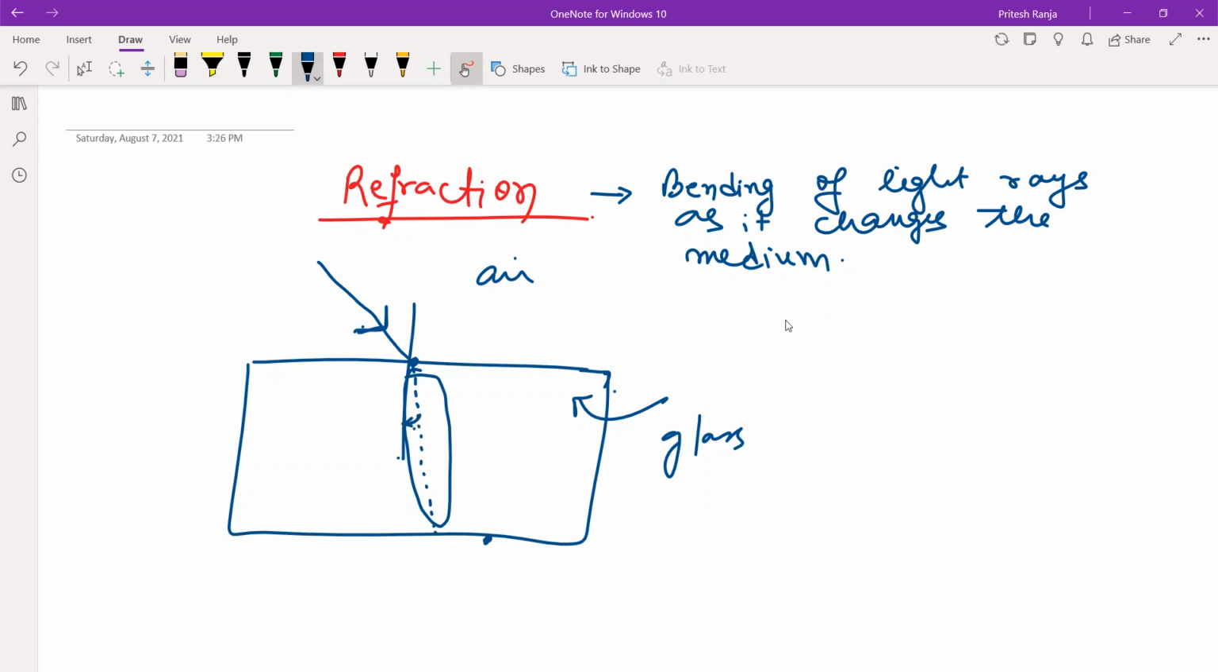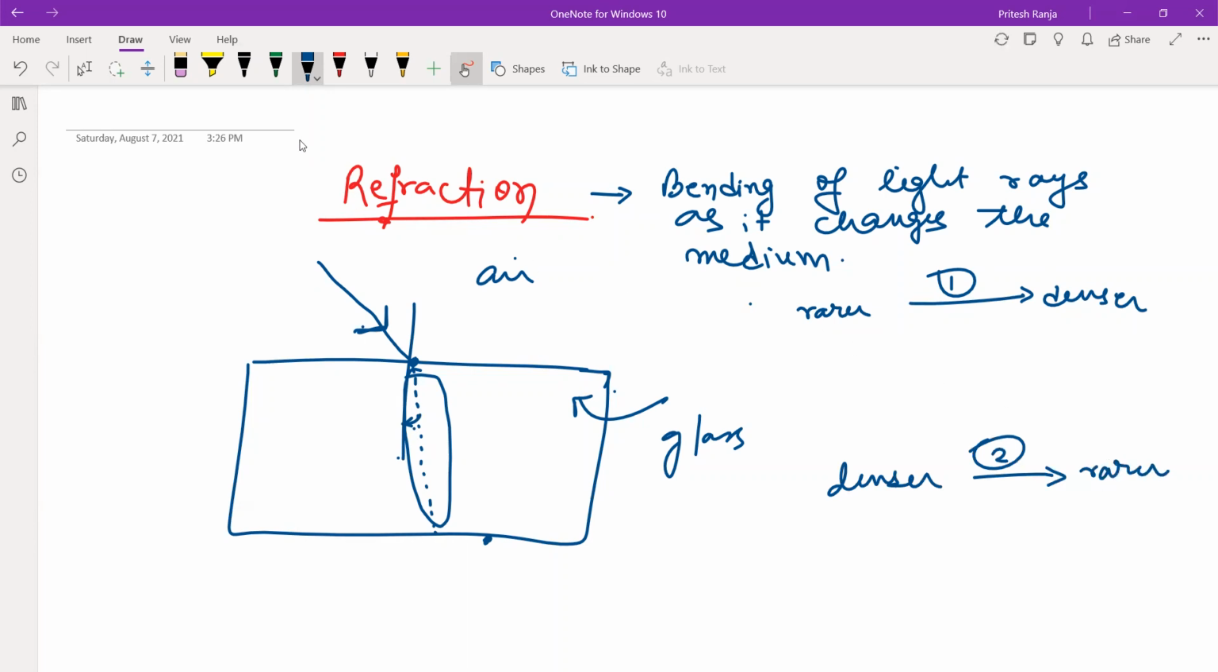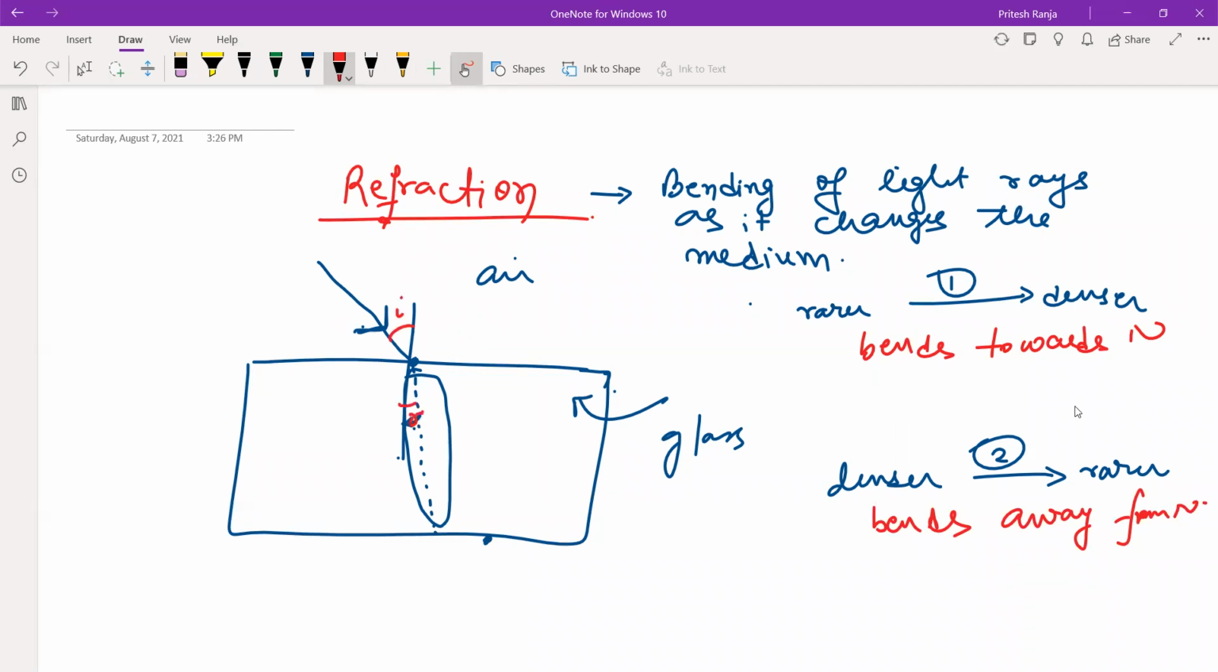So in short, we can remember, if the ray goes from rarer to denser medium, that's one case. Another, ray can go from denser medium to rarer medium. So in this case, the ray bends towards the normal, and here the ray bends away from the normal. And this is the angle of incidence, this is the angle of refraction. So I is greater than R in this case.